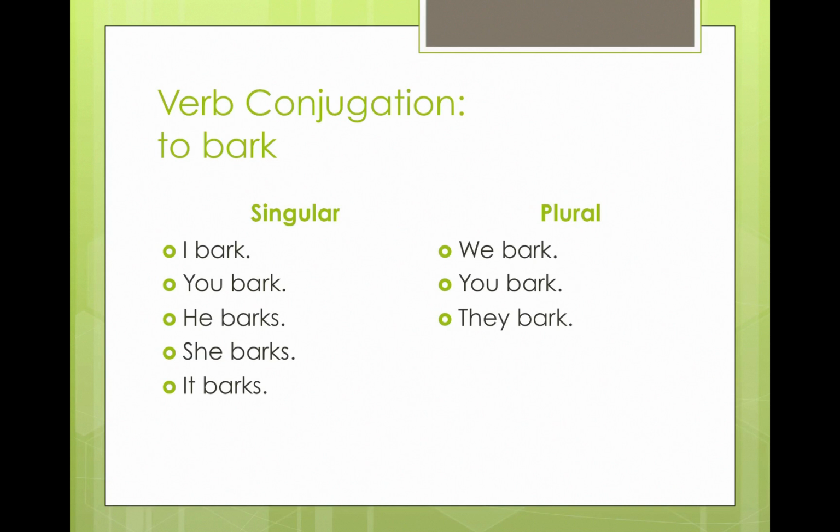He barks, she barks, it barks. So in that case, they take on that singular form. It's a singular form, but it has the verb that looks like it would be plural because it has the S. Of course, it's not. The plural form: we bark, you bark, they bark.